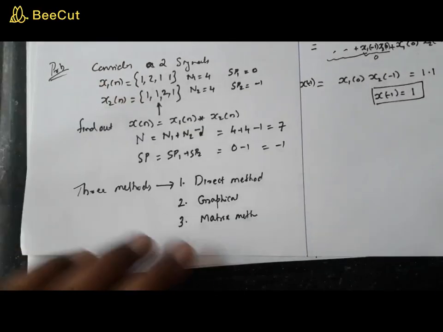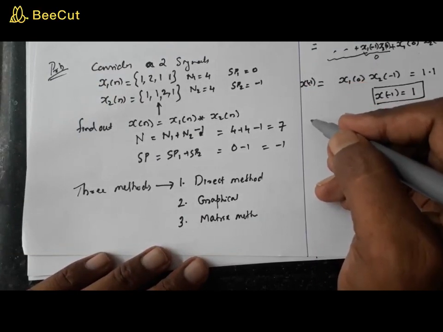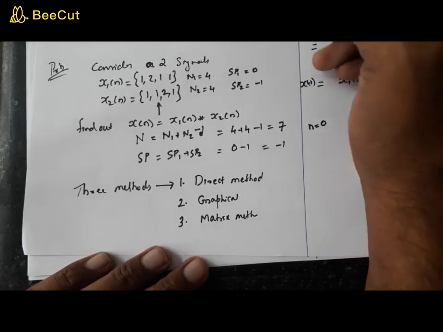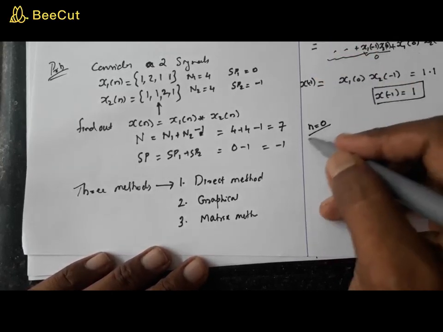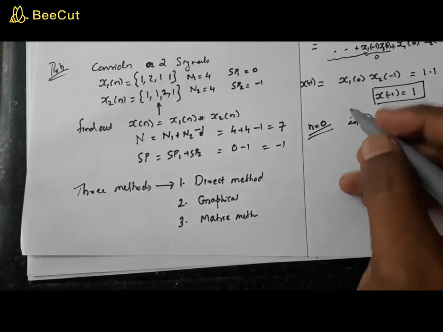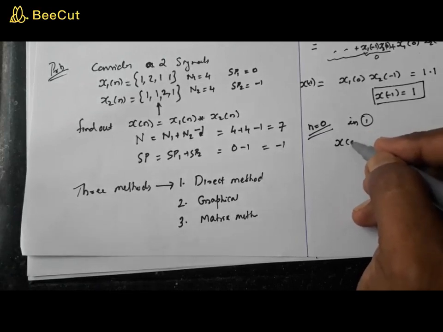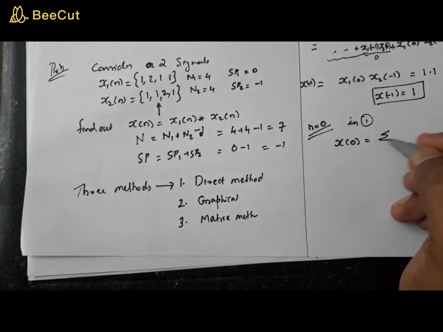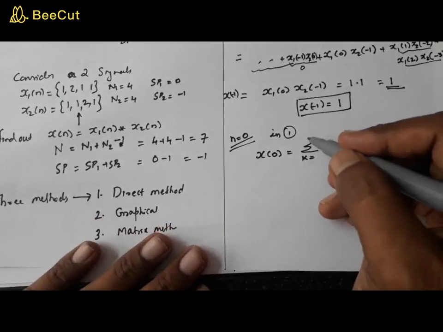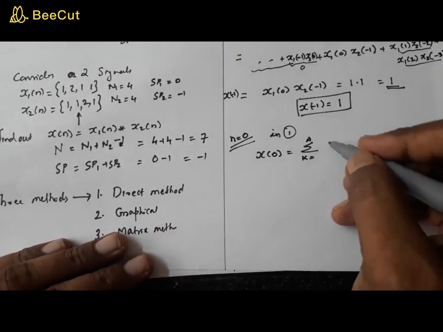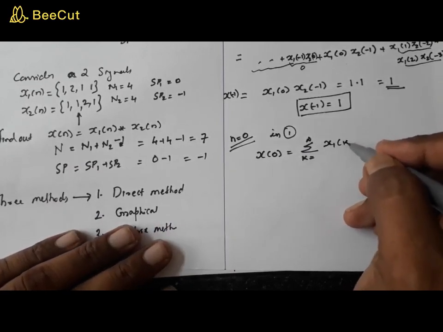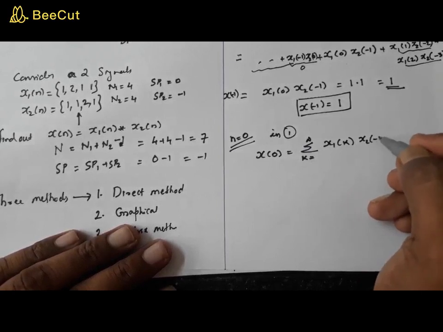Okay, so now I'll be doing the next one also for you, that is putting n is equal to 0. So this was n is equal to minus 1, then putting n is equal to 0. In this case we get x of 0 is equal to sigma k equals minus infinity to plus infinity x1 of k into x2 of minus k.